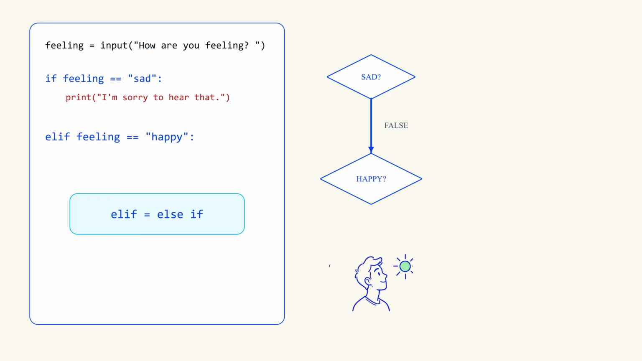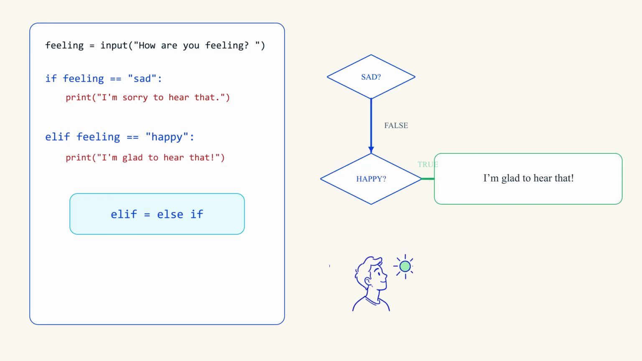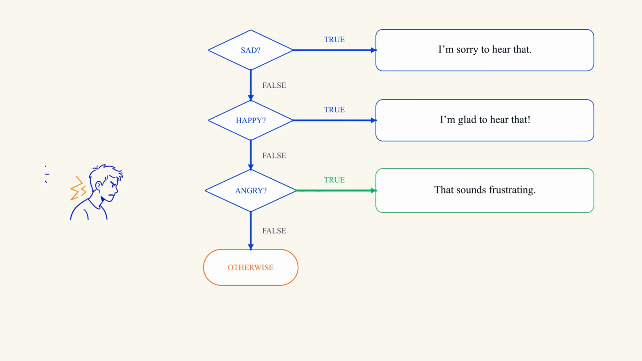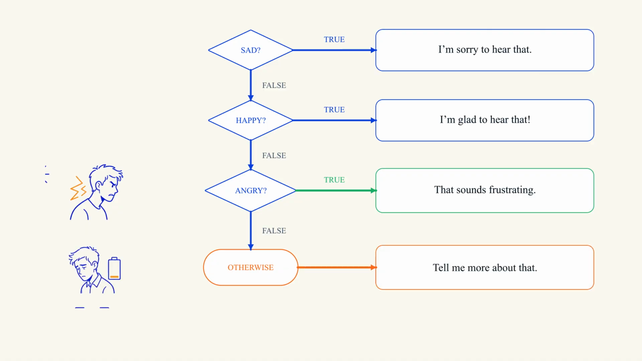Here, we'll check whether the user typed happy. If they did, the chatbot will display, "I'm glad to hear that." We can add another elif block for angry. If that condition is true, the chatbot will display, "That sounds frustrating." Finally, we keep the else block at the bottom. This handles any answer that does not match sad, happy, or angry.